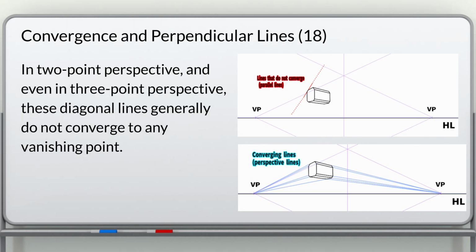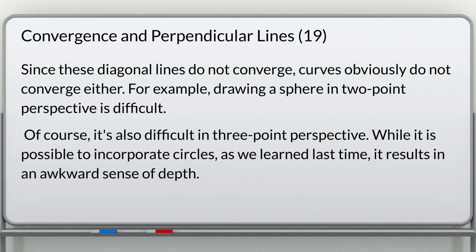In 2-point perspective, and even in 3-point perspective, these diagonal lines generally do not converge to any vanishing point. Since these diagonal lines do not converge, curves obviously do not converge either. For example, drawing a sphere in 2-point perspective is difficult. Of course, it's also difficult in 3-point perspective. While it is possible to incorporate circles, as we learned last time, it results in an awkward sense of depth.